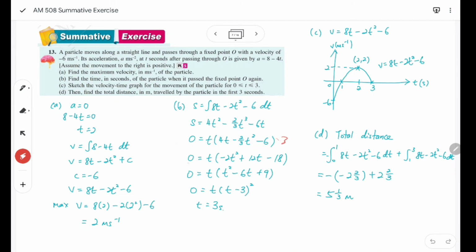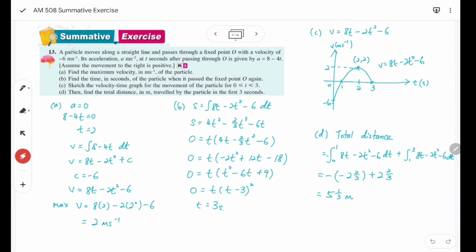Alright, so that we get 0 equals t times negative 2t squared plus 12t minus 18. By factorizing out the negative 2 again, we get 0 equals t times t squared minus 6t plus 9. And factorizing this, we get t minus 3 completely squared. Therefore, t equals 3 seconds. This is the time when the particle passes the fixed point O again.